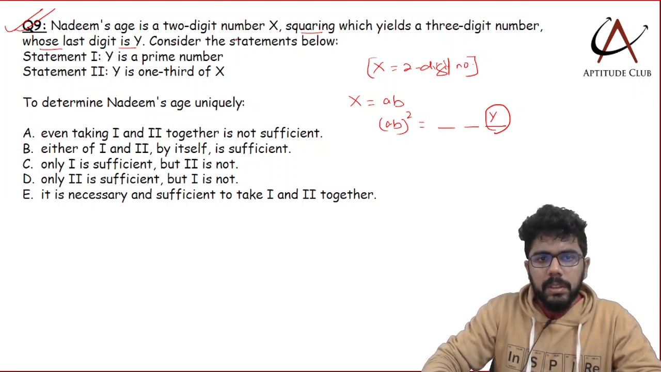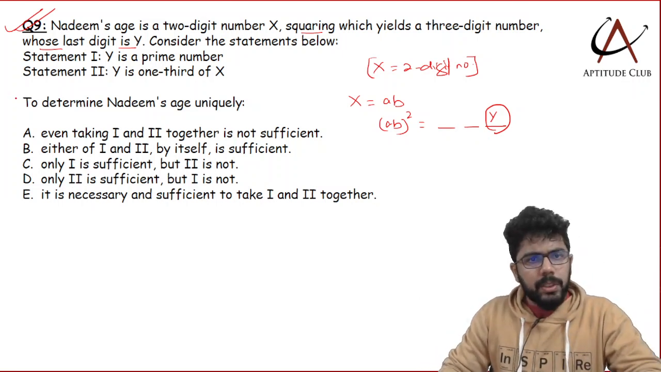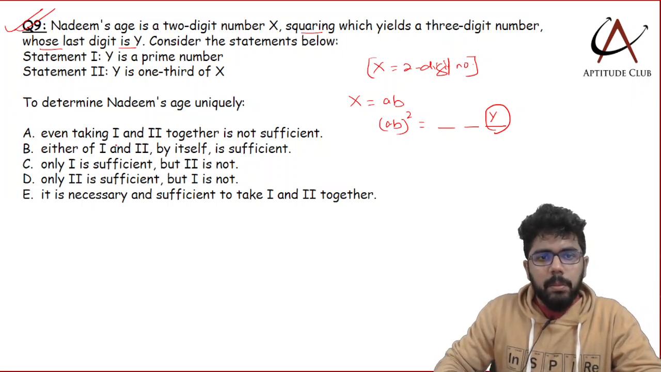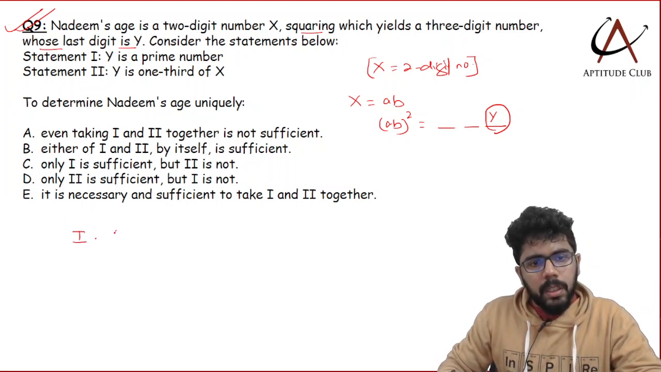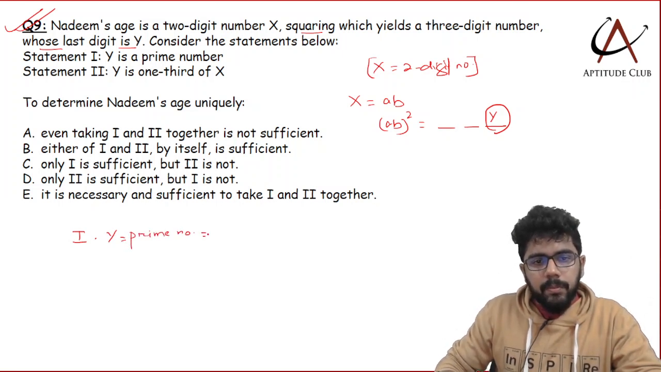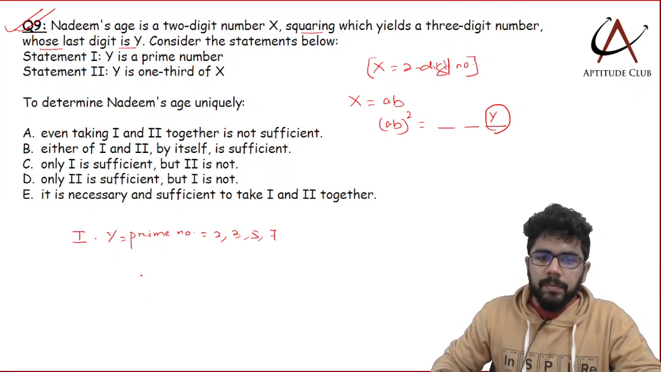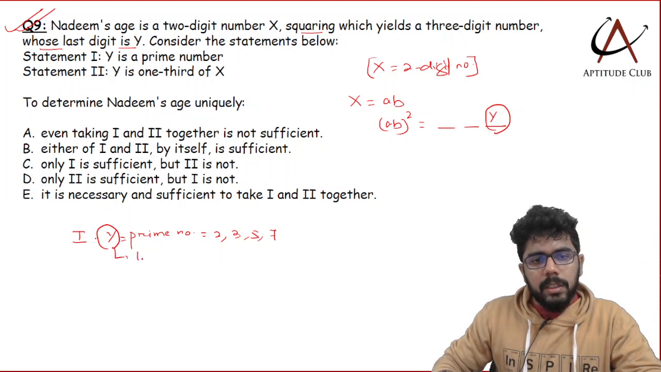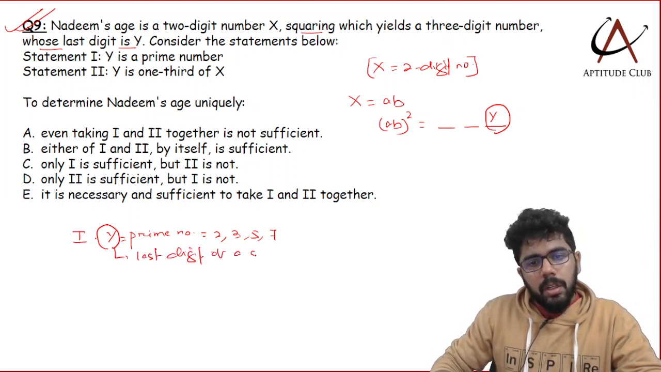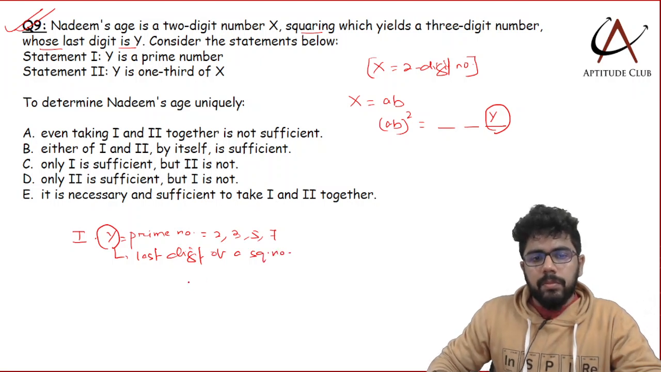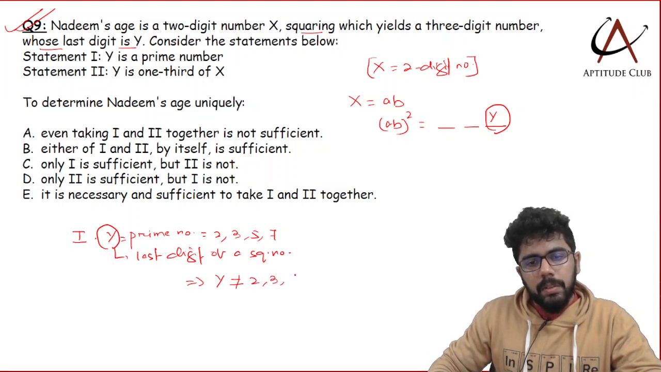Now consider the statements below, the typical design of data sufficiency questions. The first statement says y is a prime number. If I only use the first statement, y is also a digit, so the possibilities are 2, 3, 5 and 7. Now y is also the unit digit of a square number. So y cannot be 2, 3, or 7. This implies y is equal to 5.